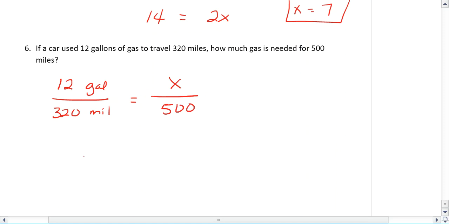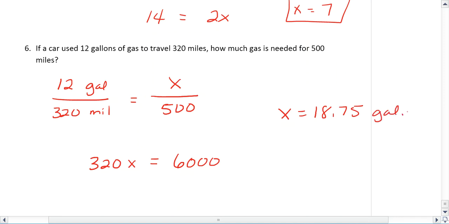So we cross multiply. 320 times x equals 12 times 500, which is 6,000. And then if we divide both sides by 320, we'd get x equals 18.75. And the units we found was gallons.